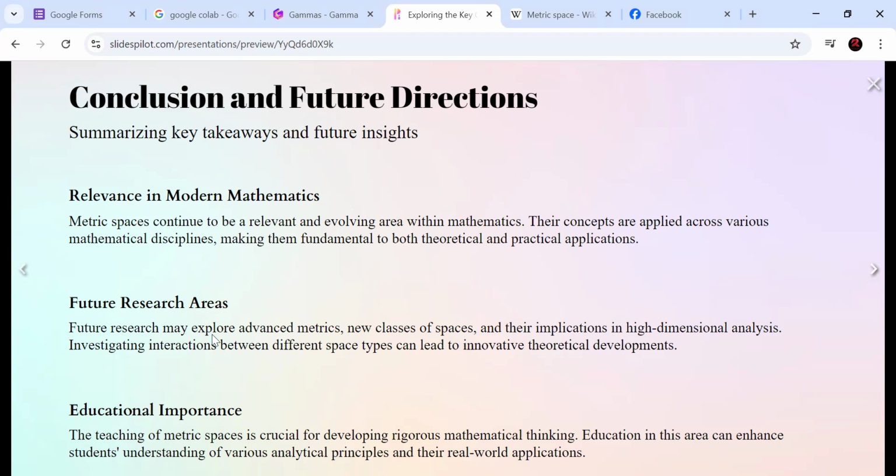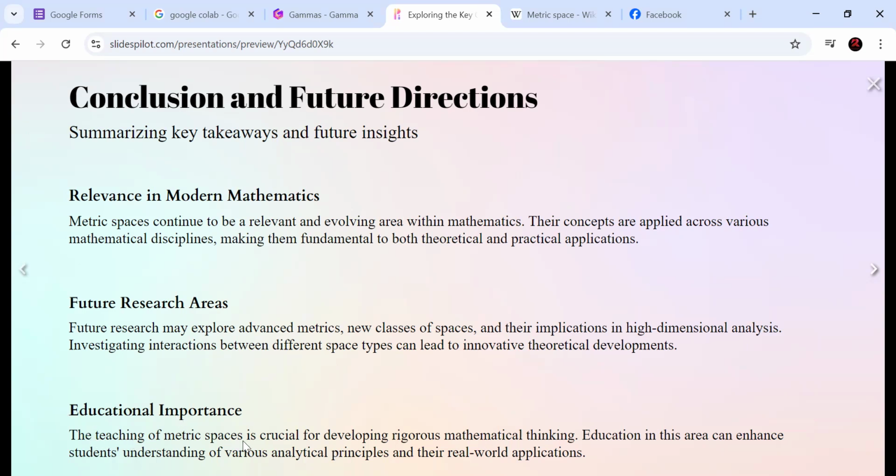Future research areas. Future research may explore advanced metrics, new classes of spaces, and their implementation in high-dimensional analysis, investigating interaction between different space types, and leads to innovative theoretical developments. Educational importance.